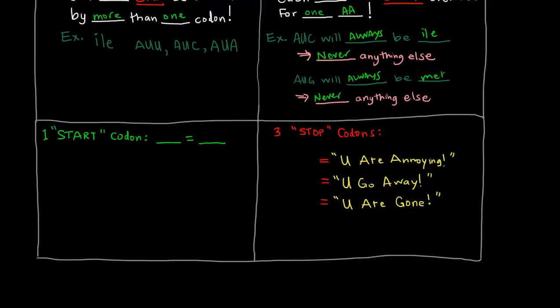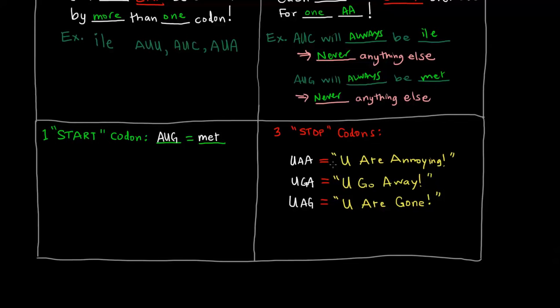Something else I want to mention is that there's one start codon. That one start codon is AUG, and that AUG codes for the amino acid methionine. There are three stop codons, and those three stop codons are UAA, UGA, and UAG.